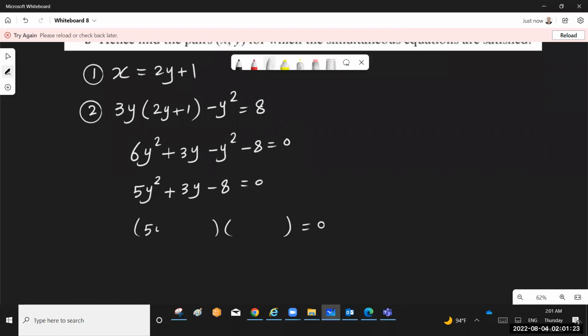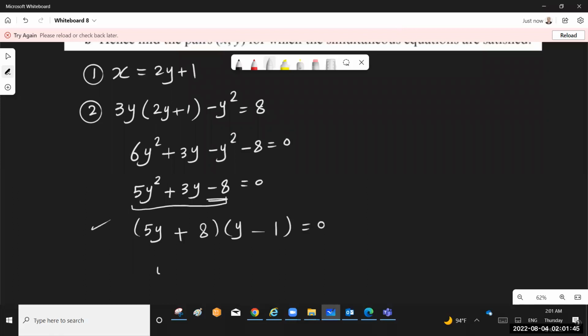5y squared is 5y times y. For the 8, I want a difference of 3. Already the difference between 8 and 5 is 3. So just write 8 here and 1 here, and make the 8 positive and the 1 negative, because the middle term is negative. Now the middle term with 3y is the correct factorization.